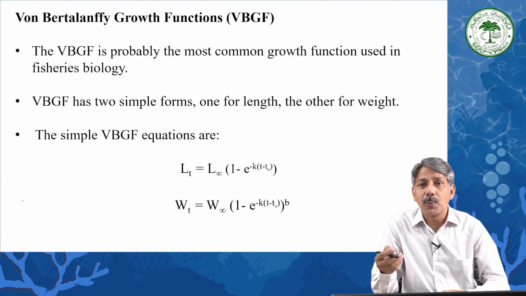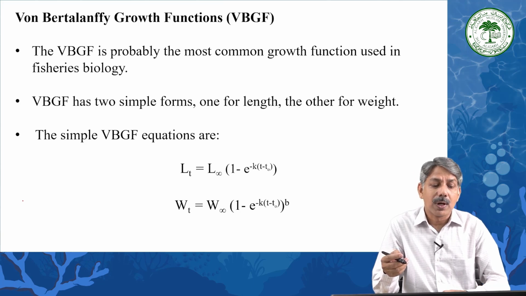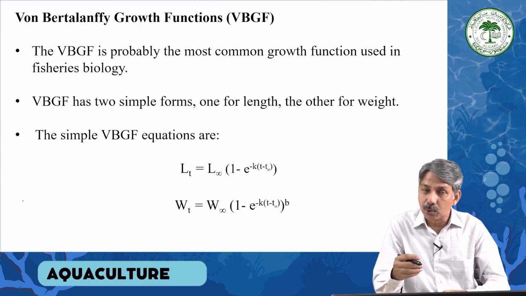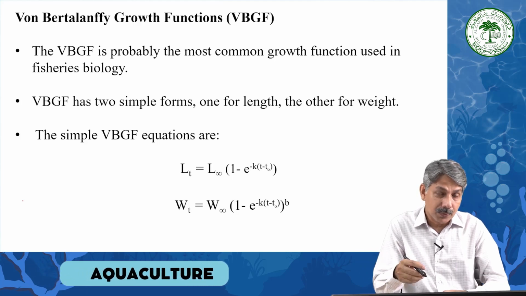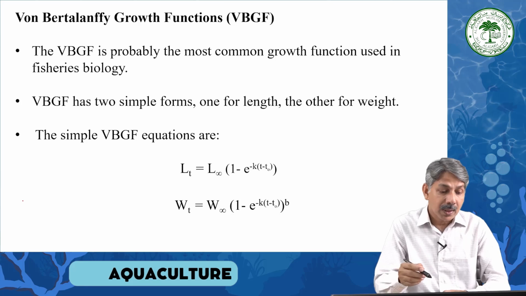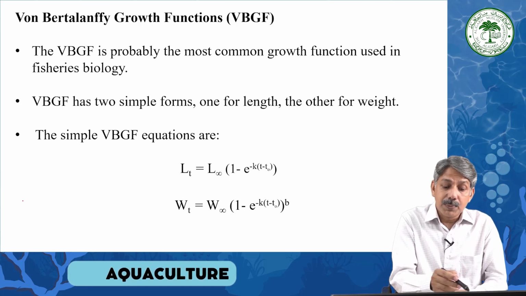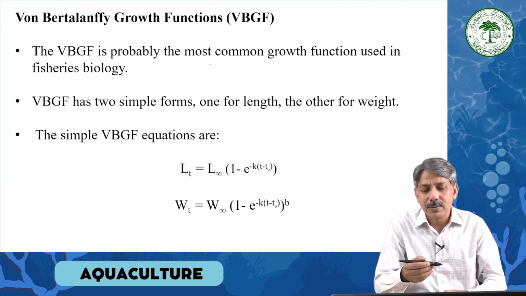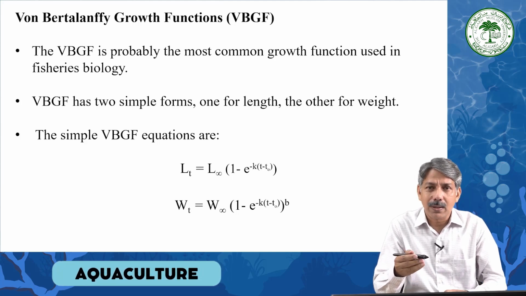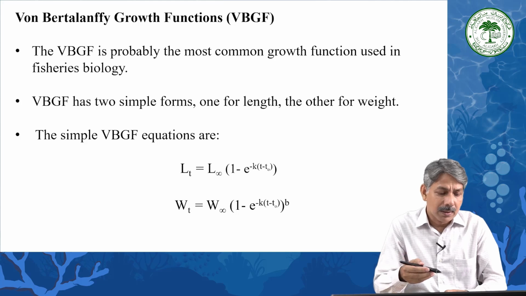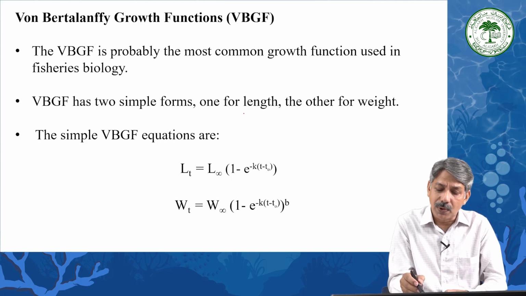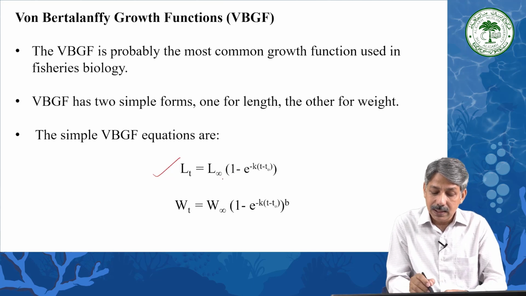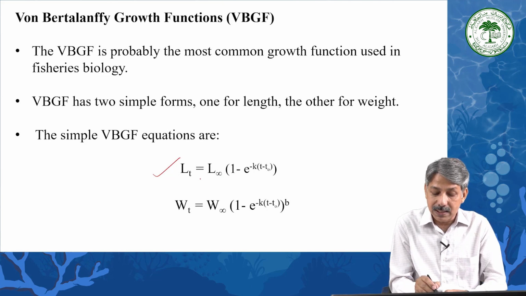Then comes the more popular of the growth models, the von Bertalanffy growth function model, that is applied in studying the growth pattern of fishes in natural aquatic bodies. VBGF is probably the most common growth function used in fisheries biology. In fact, it has been applied for a very long time. VBGF has two simple forms, one for length and one for weight. For length, you can have Lt equals L infinity times 1 minus e to the power minus k (t minus t0).